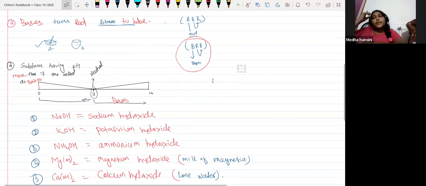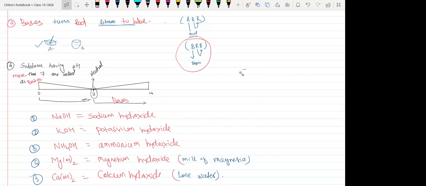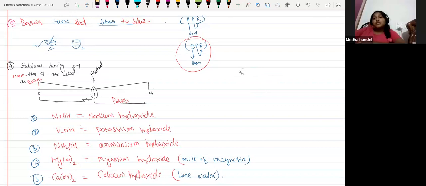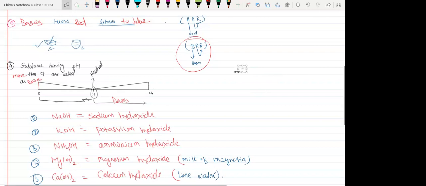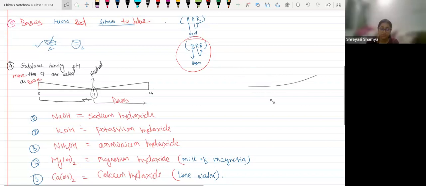Sir, but lime water doesn't taste bitter, sir. Because its concentration is very low, beta. Whenever we prepare lime water, its concentration is very low. So it's a weak base.